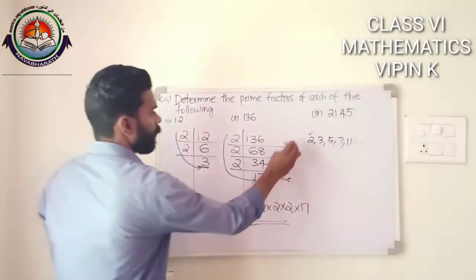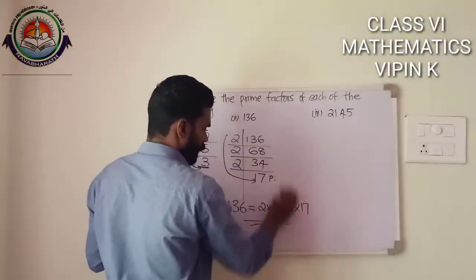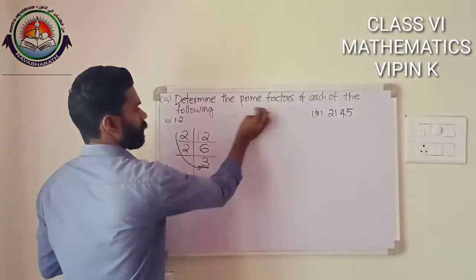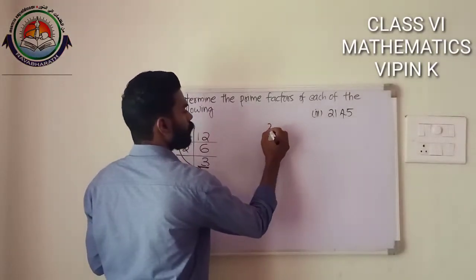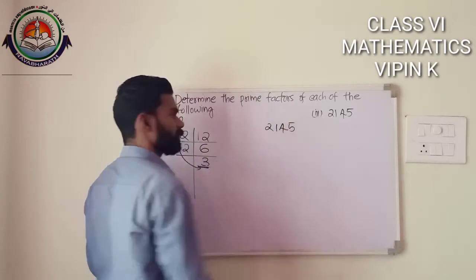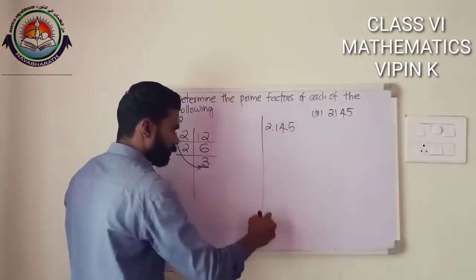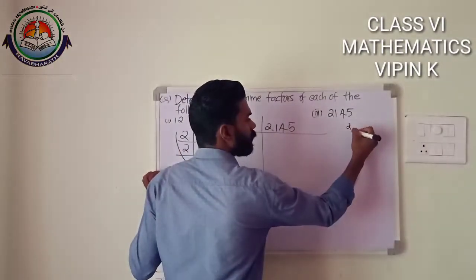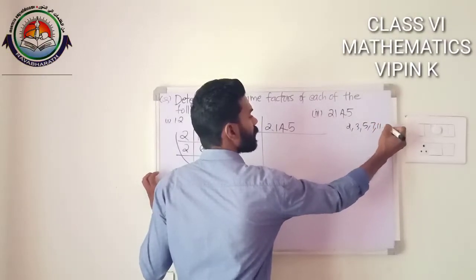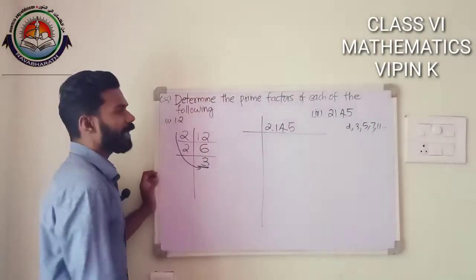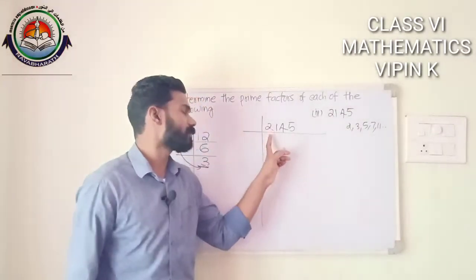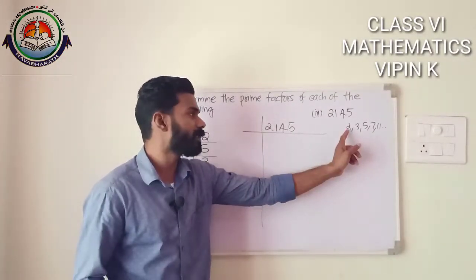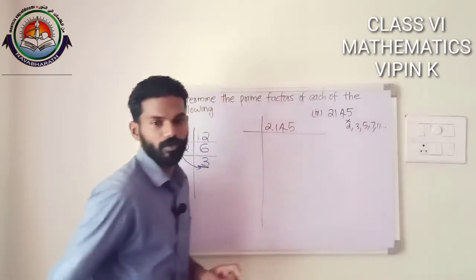Now we want to find the prime factorization of 2145. So let's check it out. First of all, we have to write 2, 1, 4, 5 like this. Then we have to make 2 crosses like this. Then consider the prime numbers 2, 3, 5, 7, 11, etc. It is the order. We start from 2. You can see that 2145 is an odd number which cannot be divisible by 2. So we cannot consider 2.